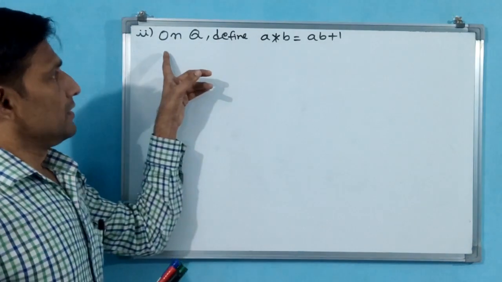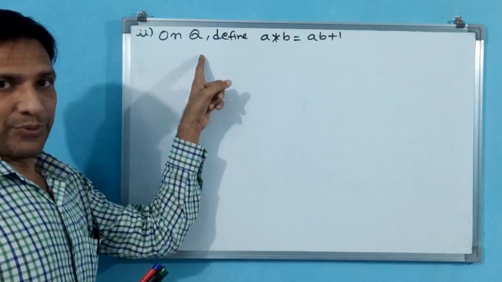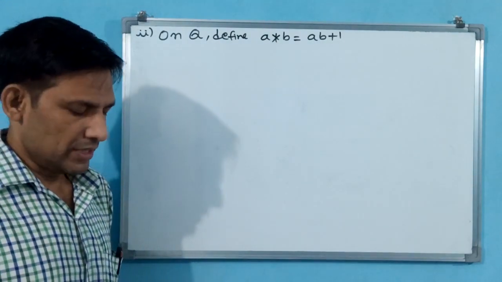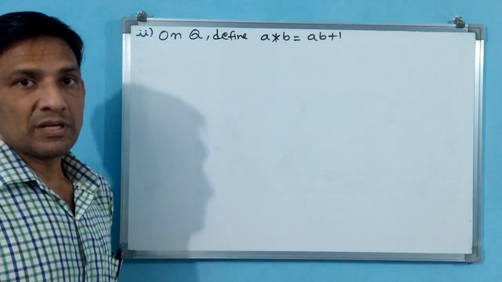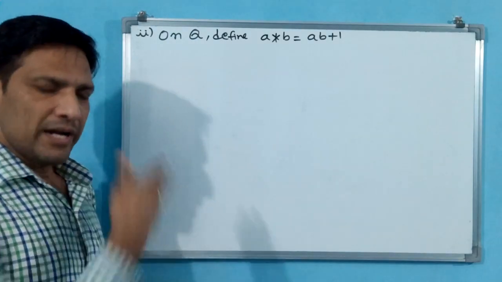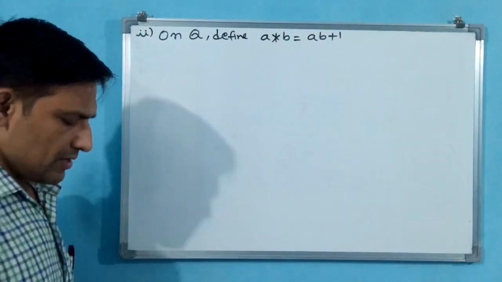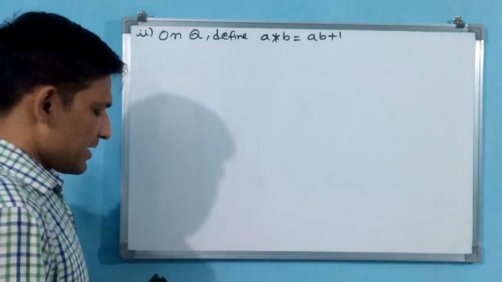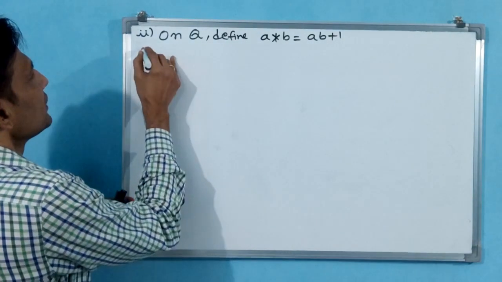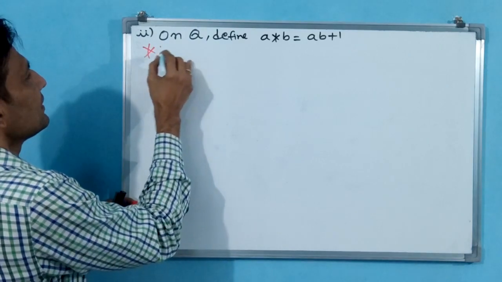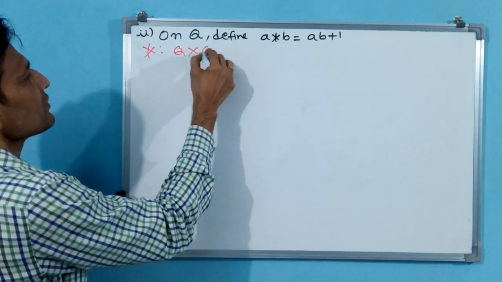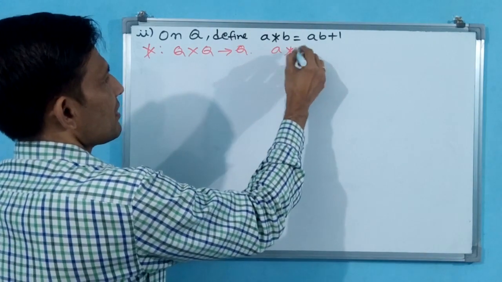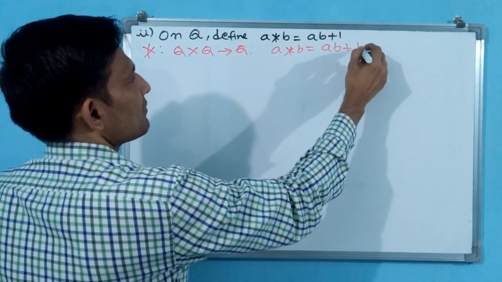Okay, see the second part. On Q, define A star B is equal to AB plus 1. Here, on Q means rational numbers. Let us write first for binary operation. Then we go for the remaining operations. Now, how I am writing, you see. Star colon Q cross Q to Q. A star B is equal to AB plus 1.